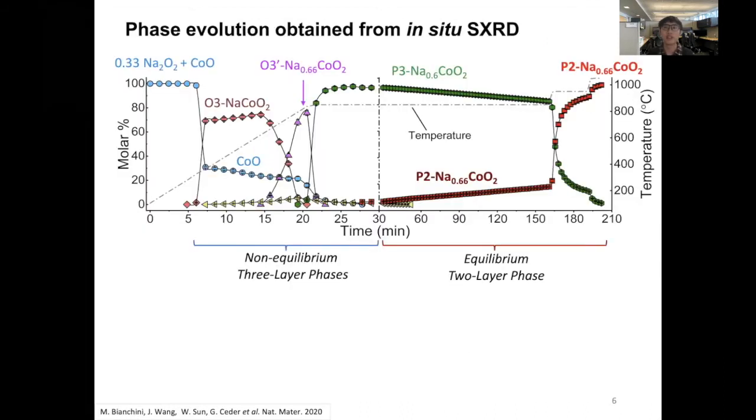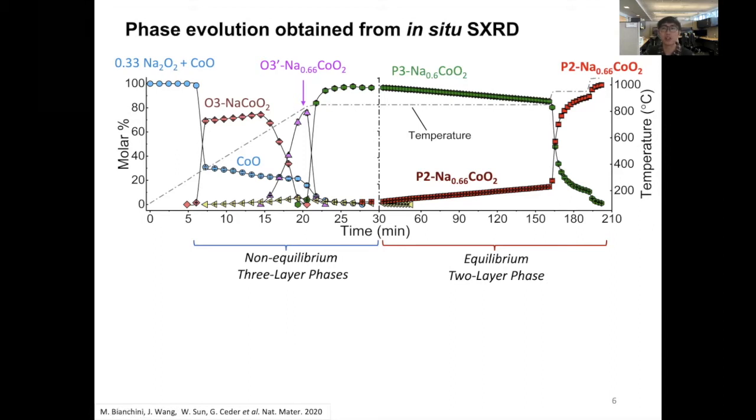To quantify the phase evolution, we performed a sequential Rietveld refinement, and this figure shows the molar ratio of each crystalline phase as a function of time. In general, the whole reaction path can be divided into two parts. The quick transformation with the non-equilibrium three-layer phases in the first 30 minutes, and then the slow reaction to the equilibrium two-layer phases.